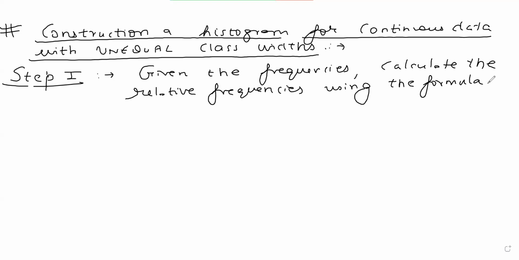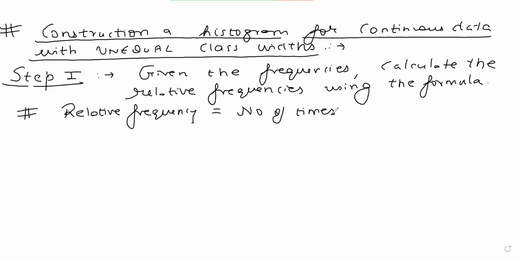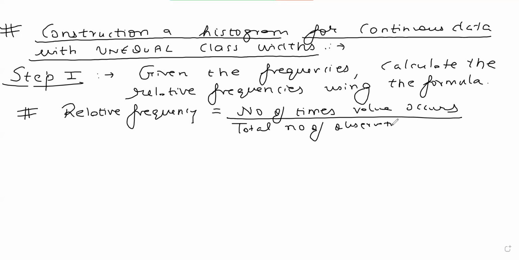Remember, I am writing it again. What is relative frequency? Relative frequency is the number of times the value occurs divided by the total number of observations. So relative frequency is the frequency of that particular class divided by the total frequency. So this is step number one. Given the frequencies, we calculate the relative frequency.